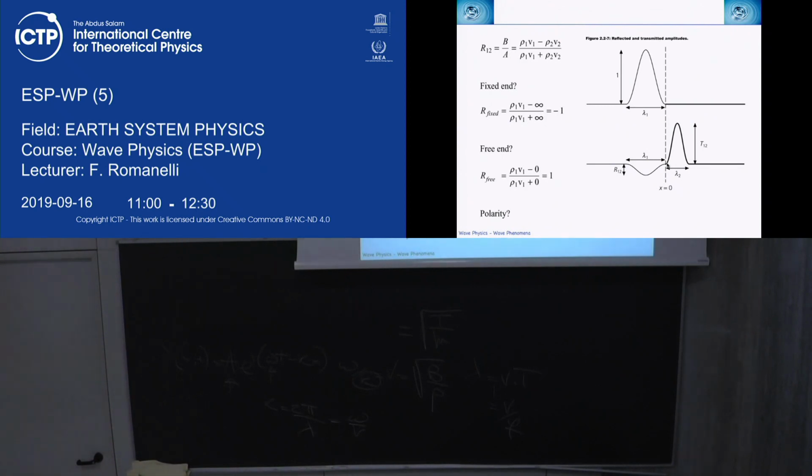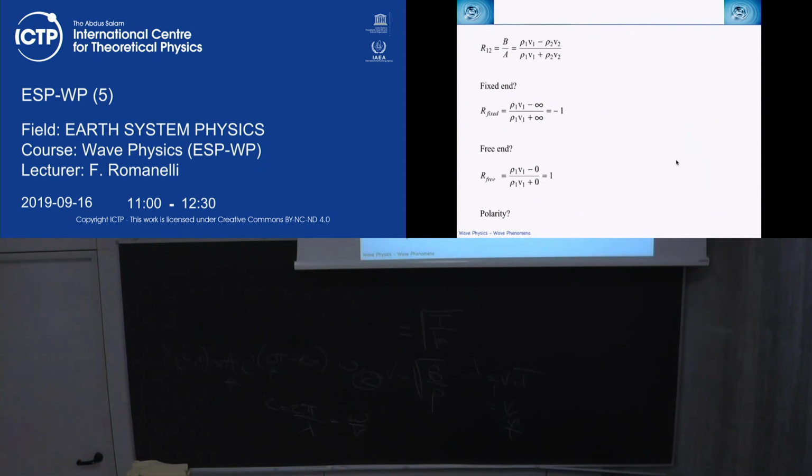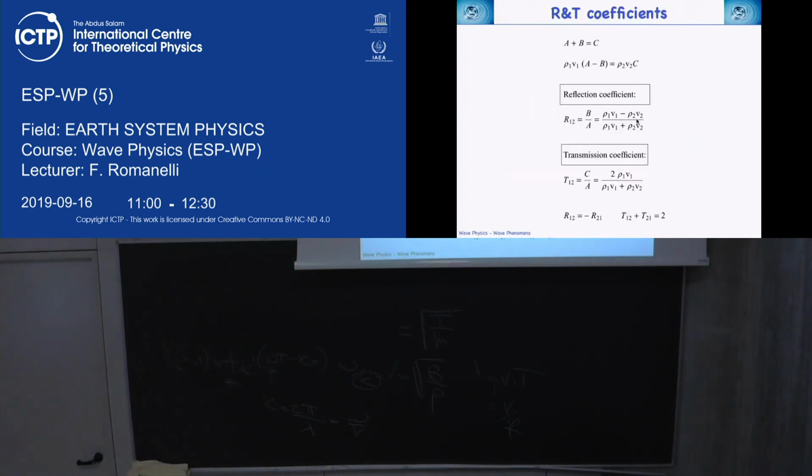Wait a second. The fixed end case is an extreme where this point here is 0. You cannot move it, okay? Yes. But this is thicker, okay? This is the case, light, thick, okay? Are you following me? Now, if it is thicker, its impedance is larger. And if it is larger, the reflection will have a minus.